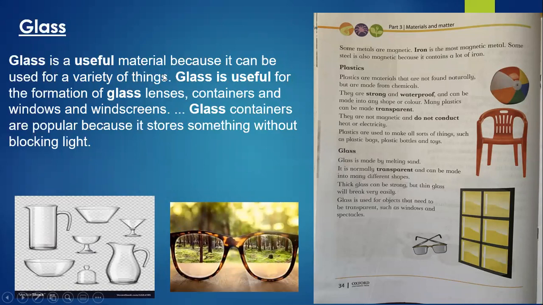Glass is a useful material because it can be used for a variety of things. Glass is useful for the formation of glass lenses, containers like this, and windows and windscreen. Your car windscreen is also made by glass. Glass containers are popular because they store something without blocking light. It means you can see easily what is inside this glass container. So they are usually transparent.